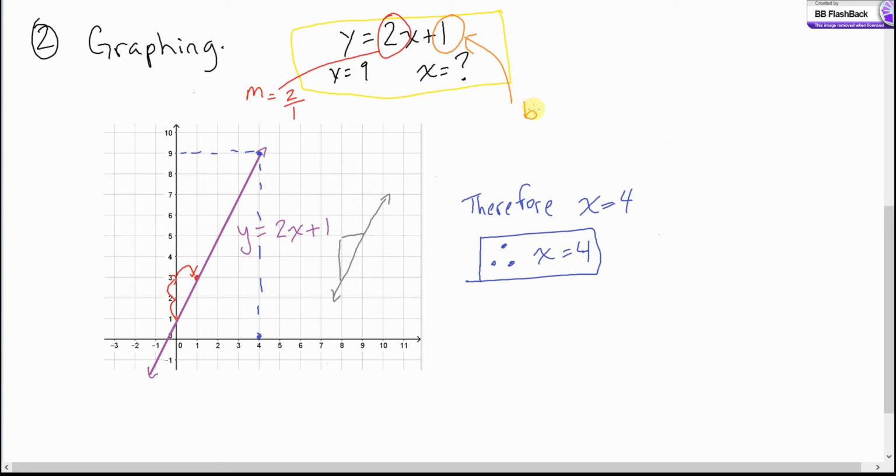You need a point first, and then you can do the slope. If for some reason you don't have the y-intercept, and you're given a different point, say you were told (2, 5) is a point, you could do the slope from there. Up 2, over 1, and that works out fine. But you need a point, and then you can use the slope. In the next video, we're going to look at how to solve it algebraically.